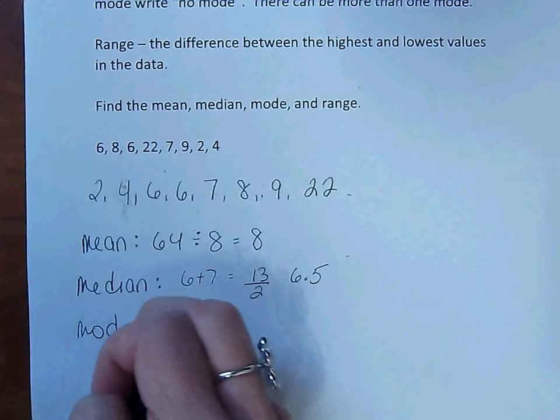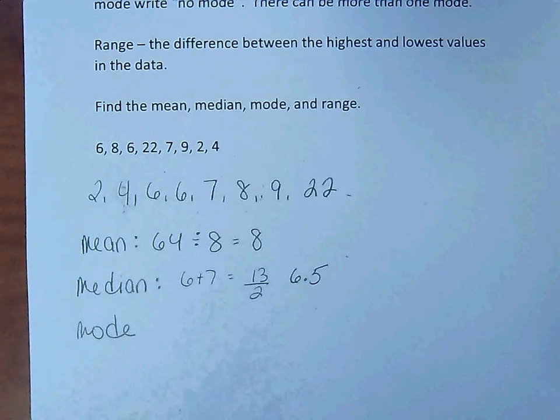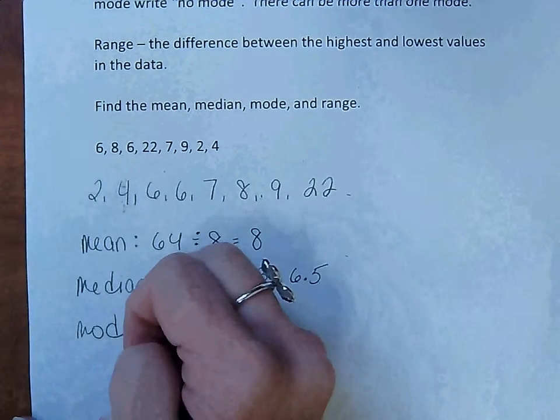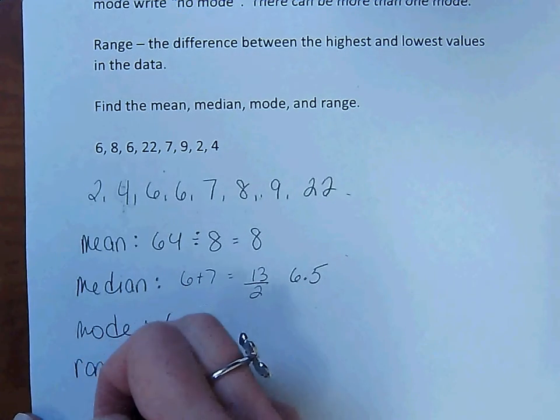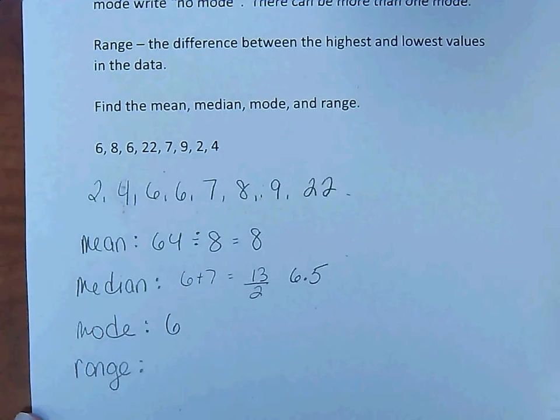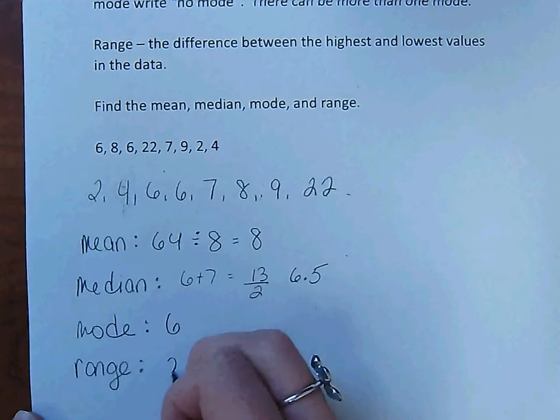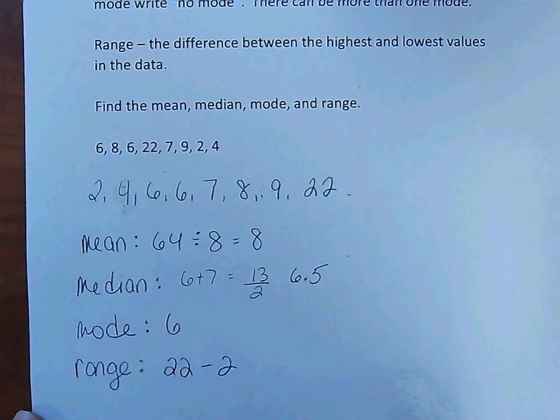Mode is the number that appears most often. In this case, our mode is going to be 6. And range, highest minus the lowest value. So 22 minus 2, so the range is 20.